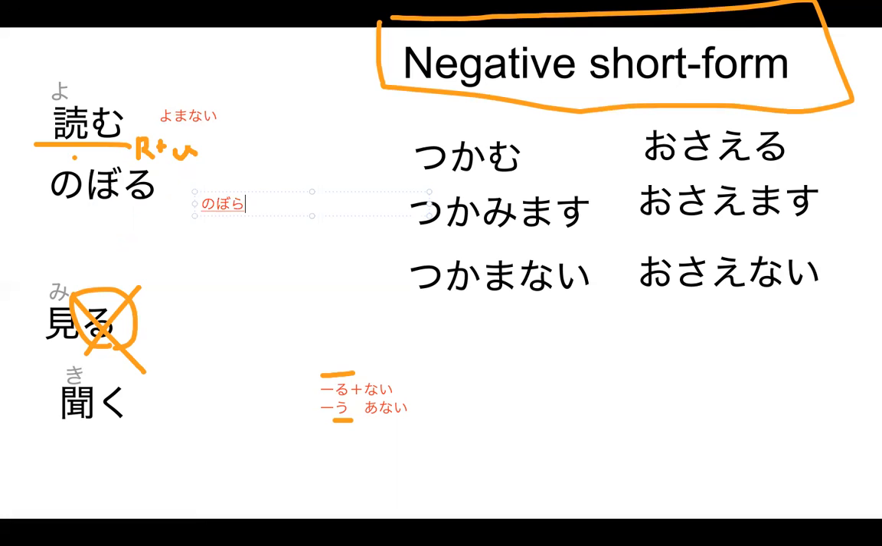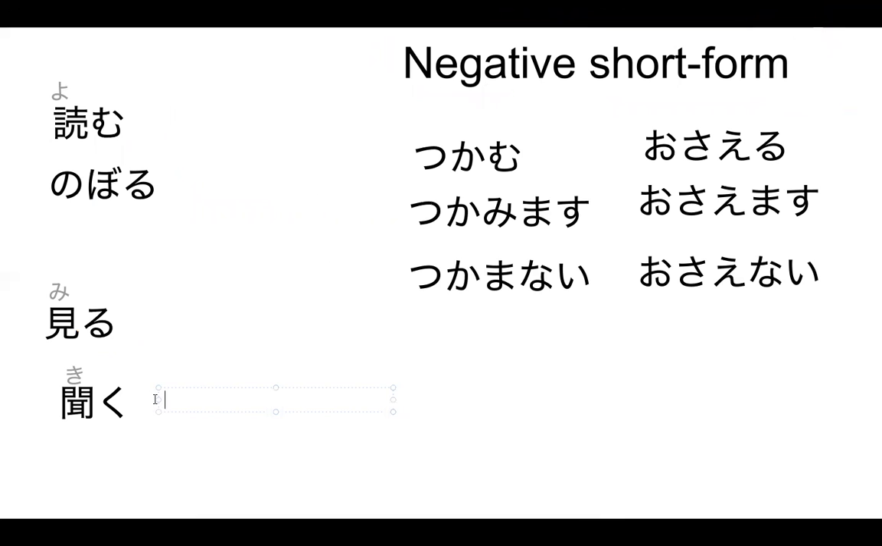Noboranai? Noboranai. Not climbing. So how about kiku? It ends with a u sound. Kiku. So kikanai. An a is added to it.